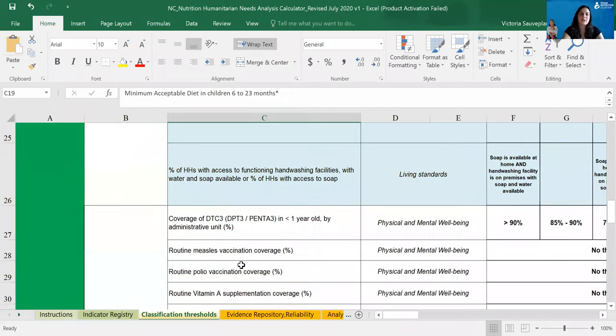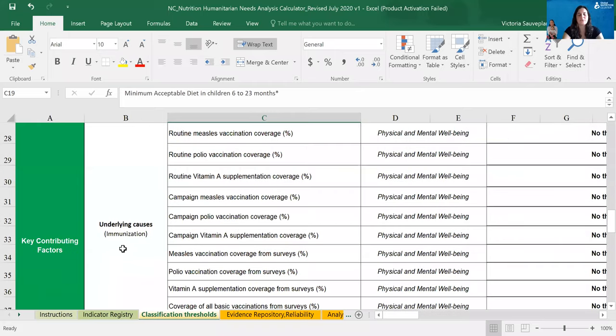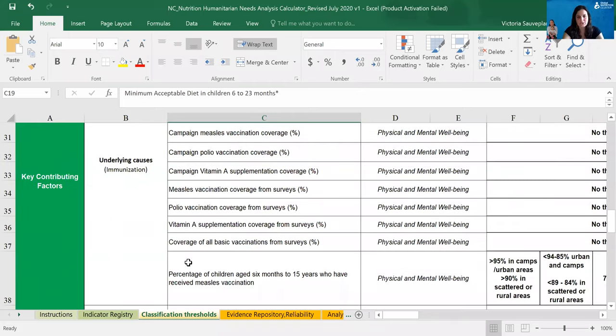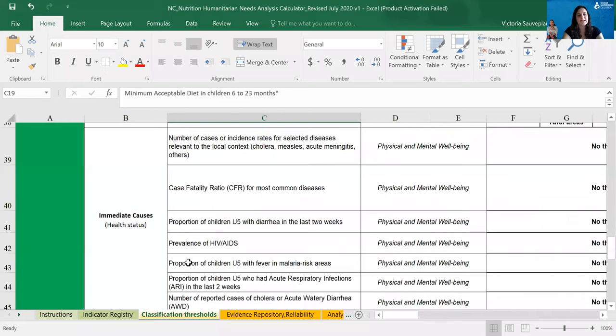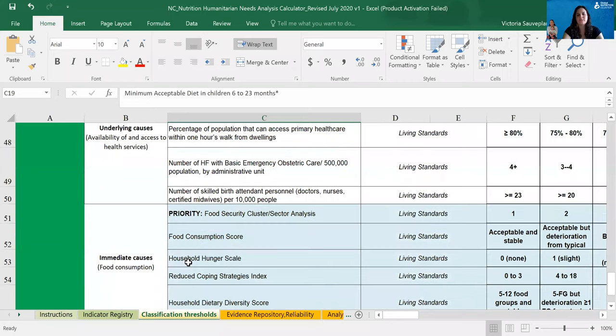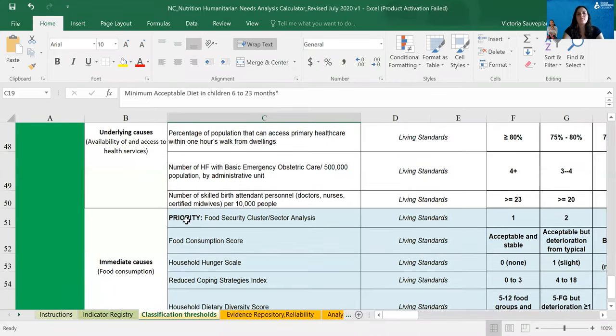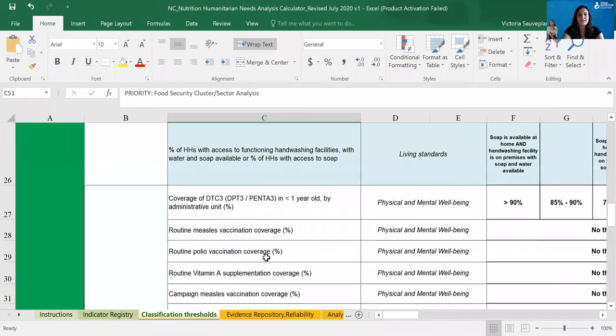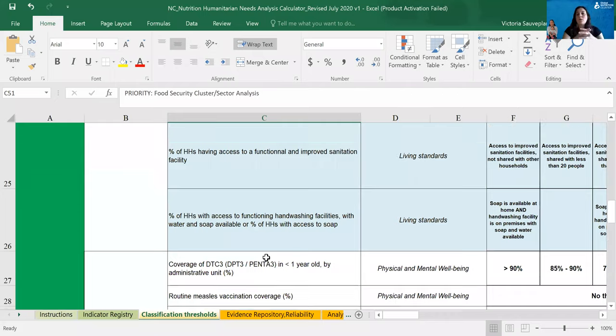And then we go into the other analysis of key contributing factors: immunization, health status, availability of access to health services, and immediate causes, food consumption. For food security, please note that the priority one would be a food security cluster or sector analysis or IPC acute food security analysis, and we would take in this phase. All these additional indicators from the other sectors, so nutrition sensitive indicators, are all optional, right?